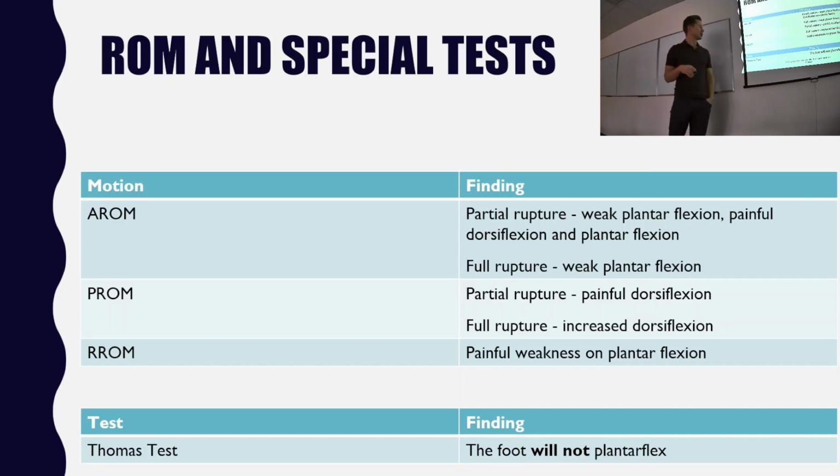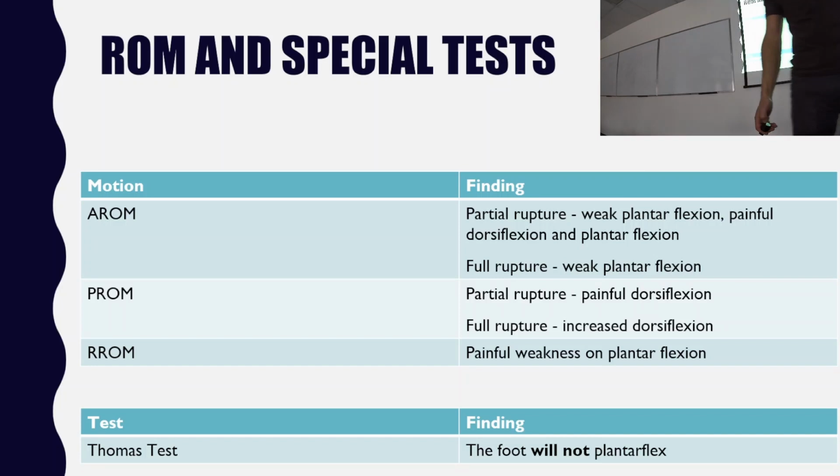Passive range of motion, partial rupture, painful dorsiflexion as we stretch the tendon. Full rupture, increased dorsiflexion because there's no resistance in that movement. Resisted range of motion, painful weakness with plantar flexion depending on the severity. And there's a special test called the Thomas test, and we'll take a look at what that looks like later. Are there any questions about a ruptured Achilles tendon or Achilles tendon disorders?